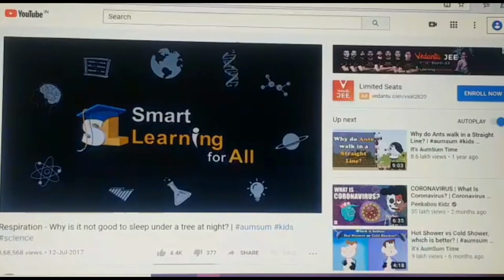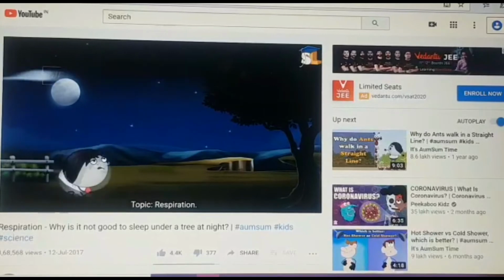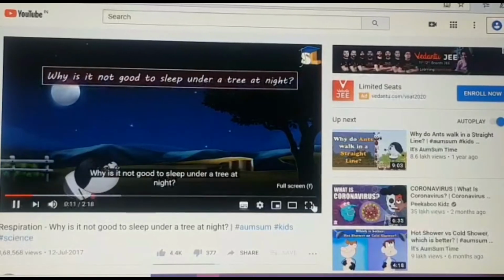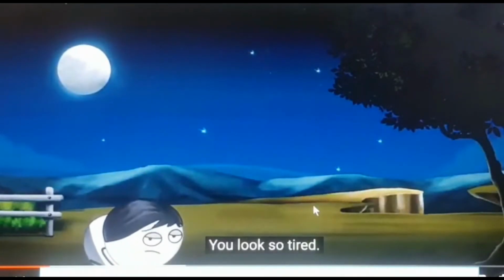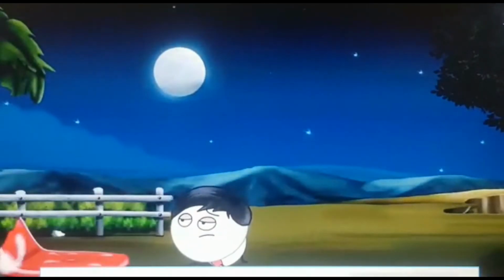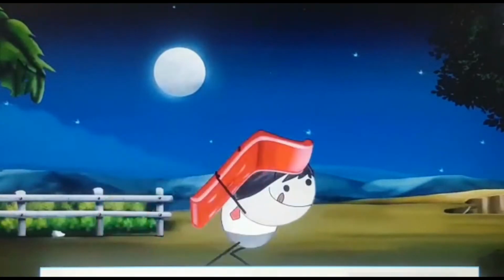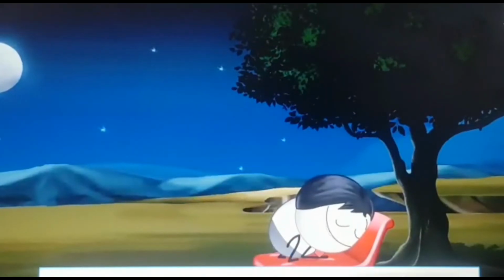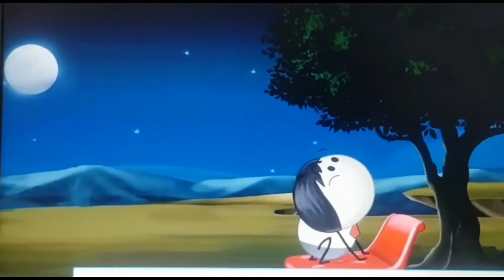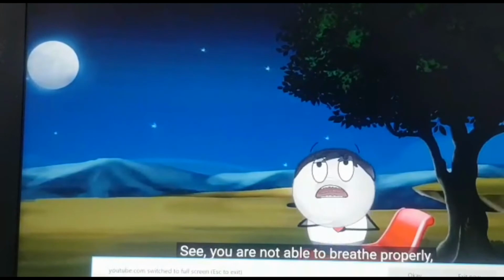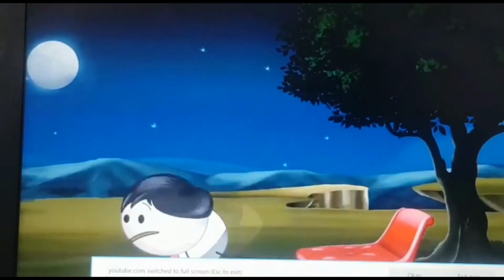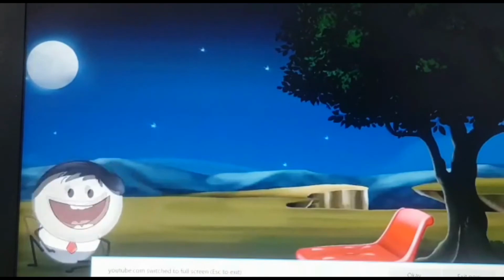Smart learning for all. Topic: respiration. Why is it not good to sleep under a tree at night? Hey, you look so tired. Why didn't you take rest here? Hooray! Now, please don't sleep under that tree. It is quite harmful. See, you are not able to breathe properly, right? Do you know why? Wait, I will tell you.